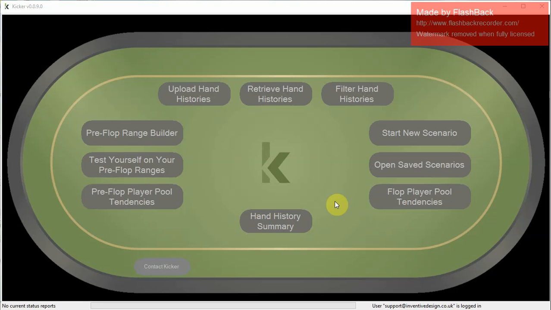Hi, I'm Mark from Kicker Software, and today I'm going to show you how you can use Kicker to analyze a hand of poker. I'm going to analyze a hand of poker that I myself played a few years ago and see if I can determine if I might have made a mistake.